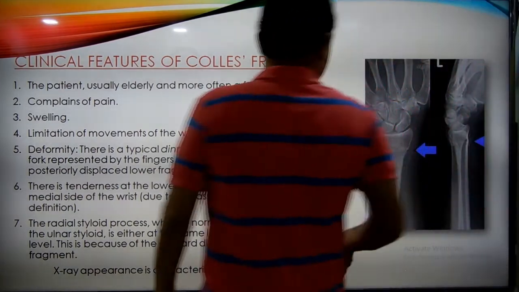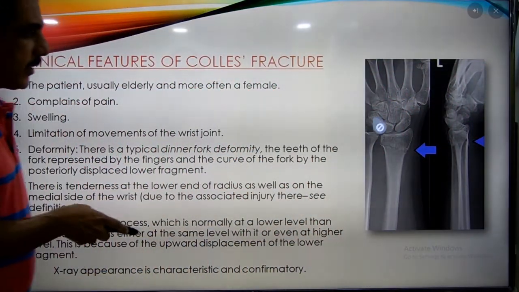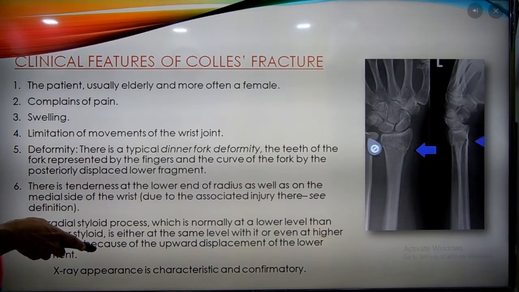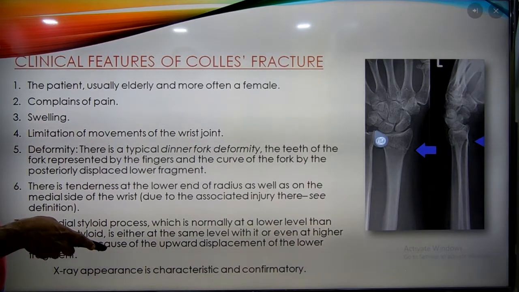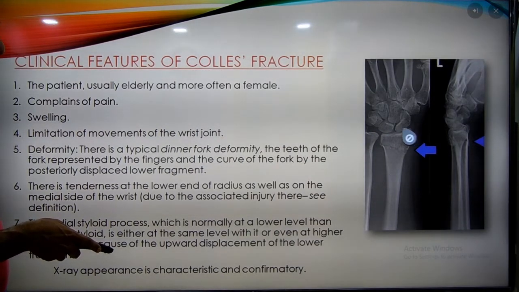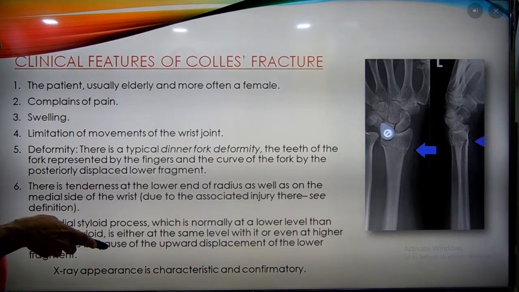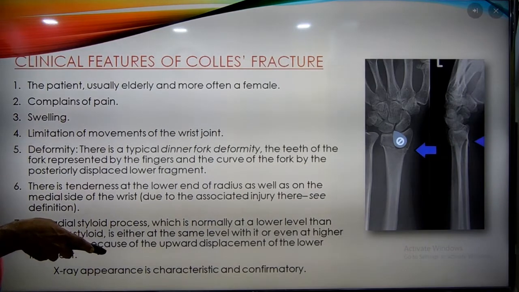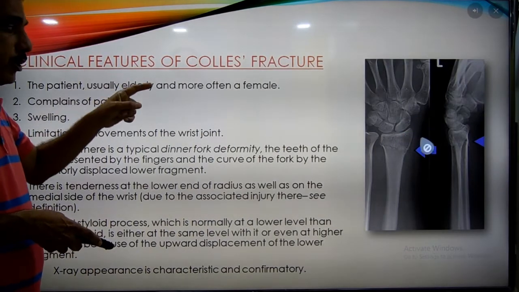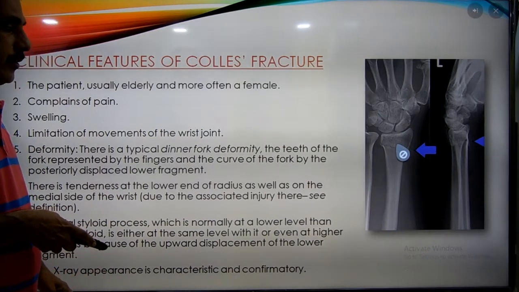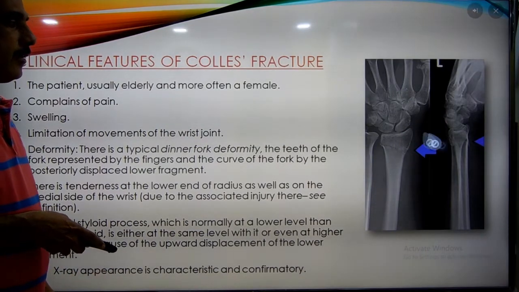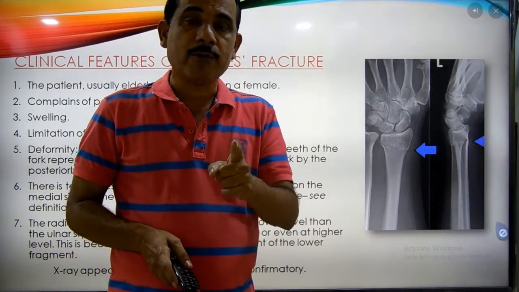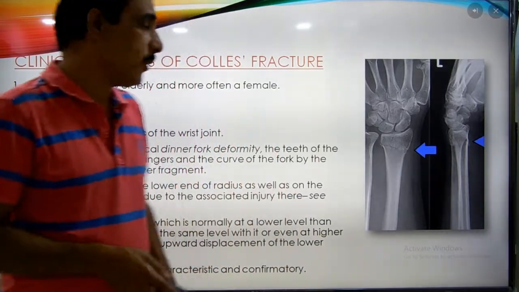And you can compare this in the figure. Here is the radial styloid process, and this is the ulna. See the radial styloid process, this one is at a lower level. When displacement occurs, this process will come to the level of the ulnar styloid process, or it may be displaced further. In case of more displacement, it may go above the level here, isn't it? So these are the diagnostic features: dinner fork deformity and the level of the styloid process of both radius and ulna.